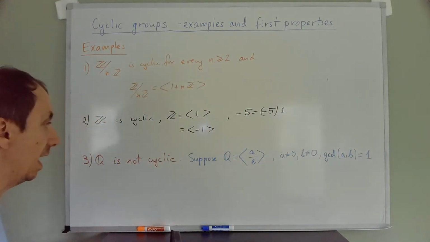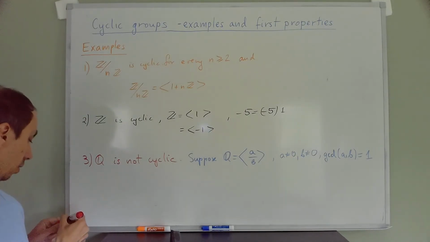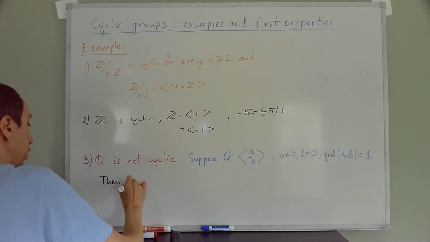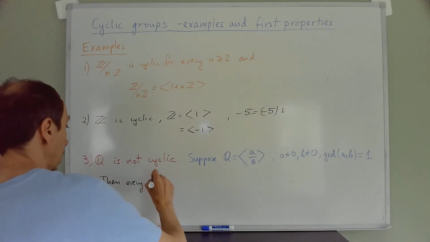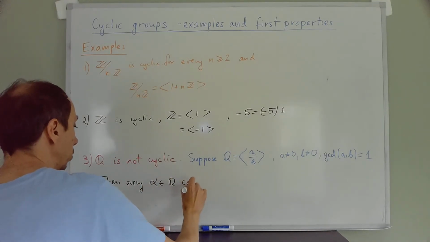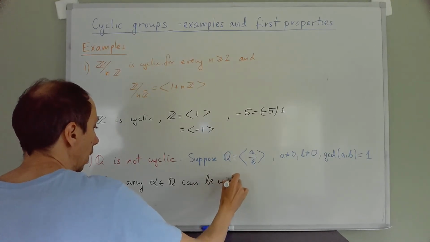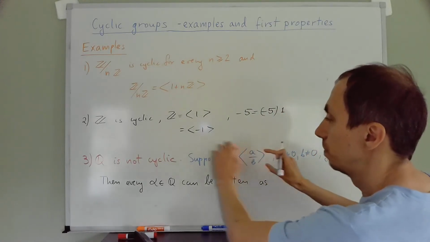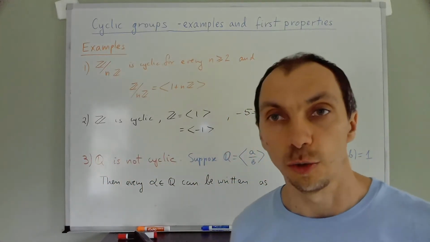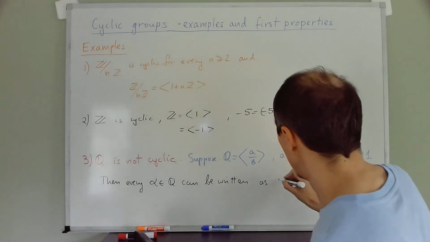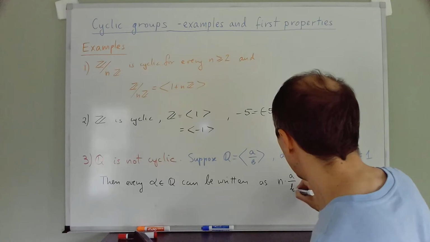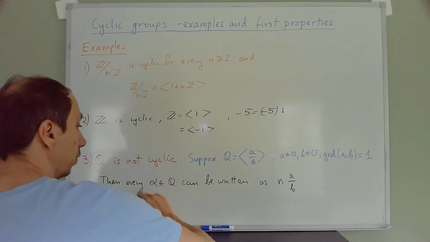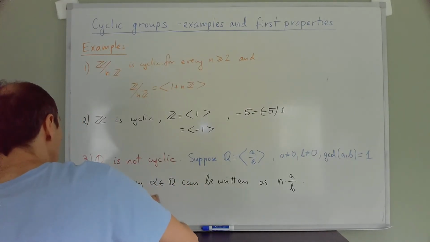So if this is the case, that means then every rational number, every alpha in Q, can be written as a power of this. But again, the operation here is addition, so power just means multiplication. So it's n times a over b. But this is nonsense, right?